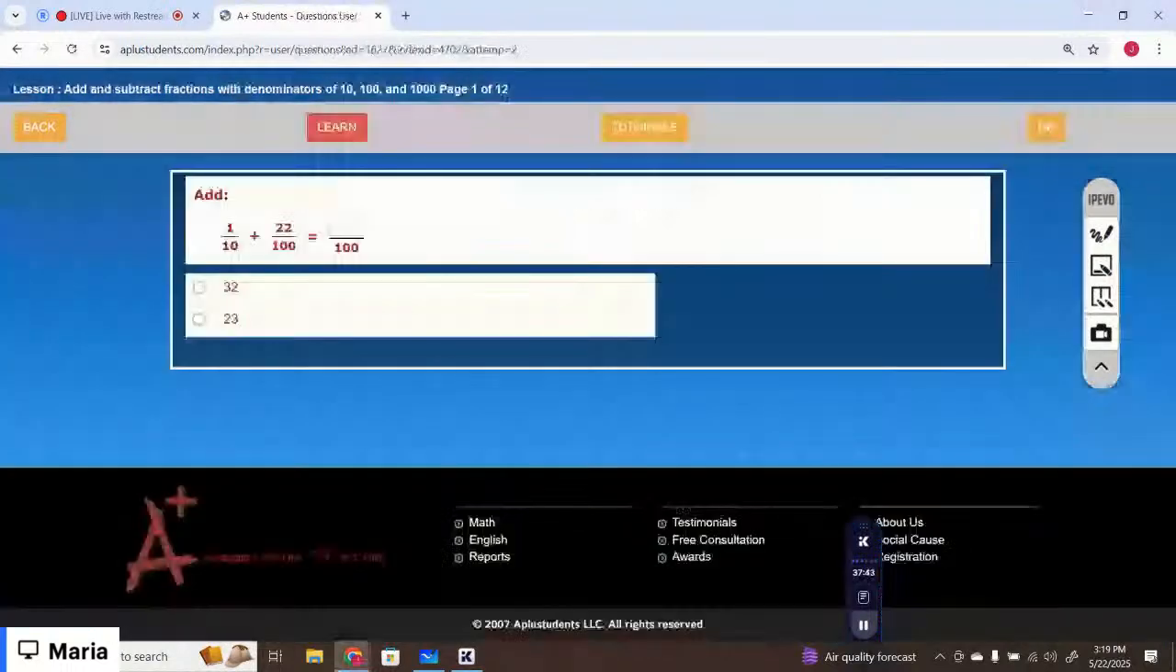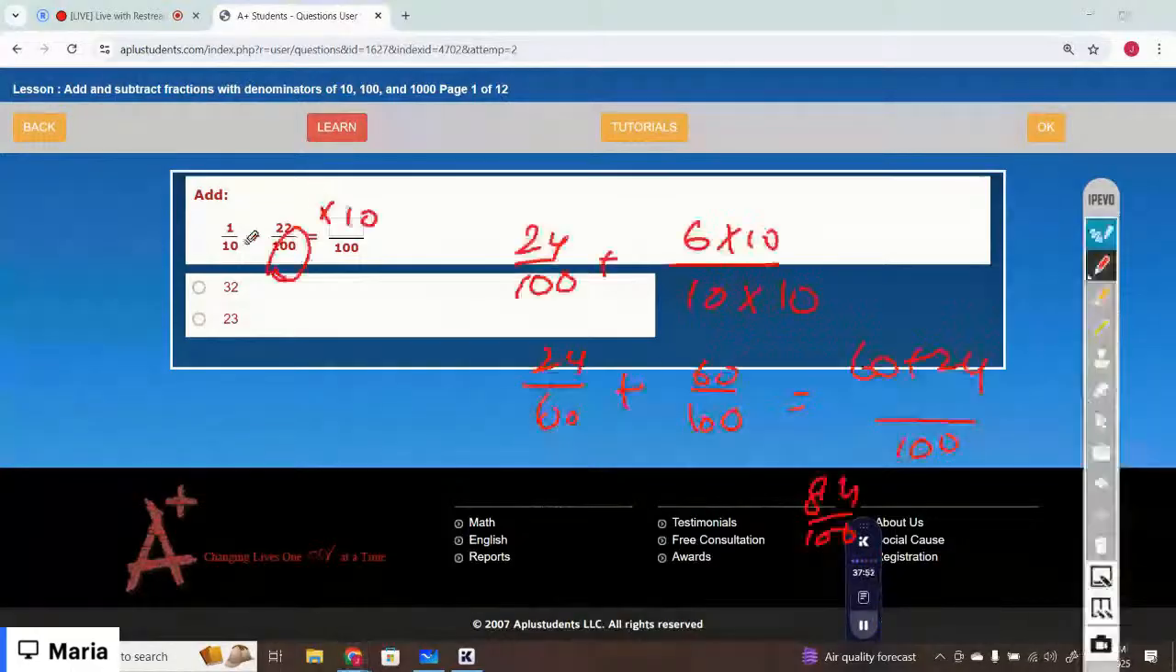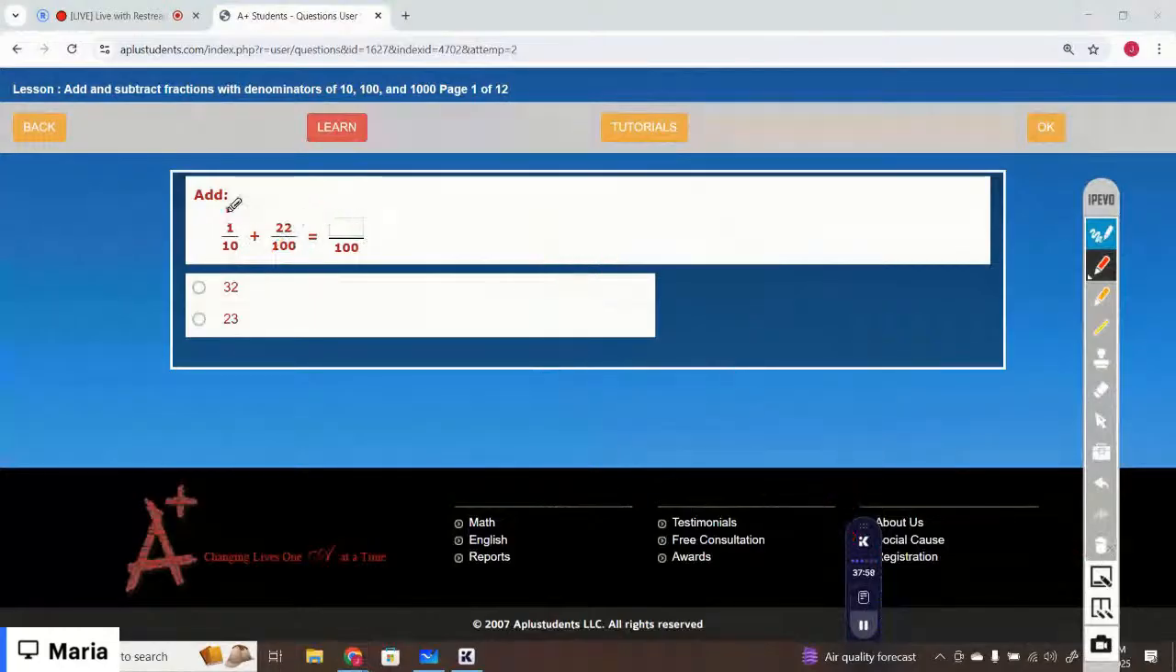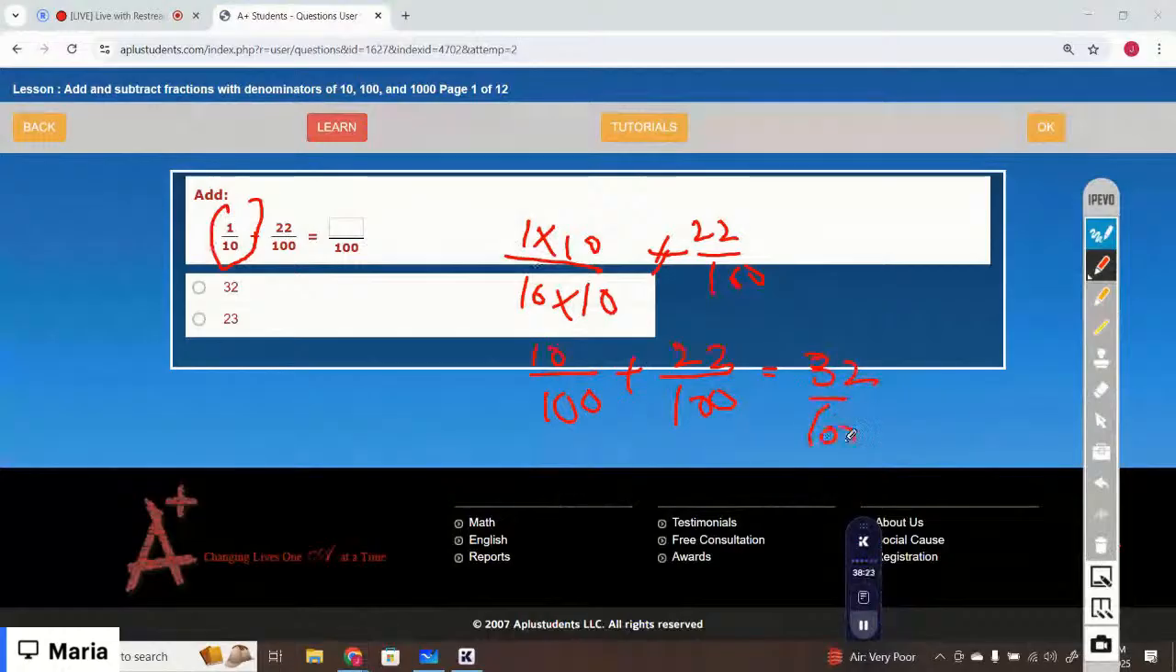Let's start the test questions. 1 over 10 plus 22 over 100. So let's add, right? The first thing we need to do is make the smaller denominator equal to the greater one. So 10 times 10 is 100, so multiply this fraction by 10. That is 10 over 100 plus 22 over 100. So you can simply add the numerators. 22 plus 10 is 32 over 100. Option number 1 is the correct option, that is 32 by 100.